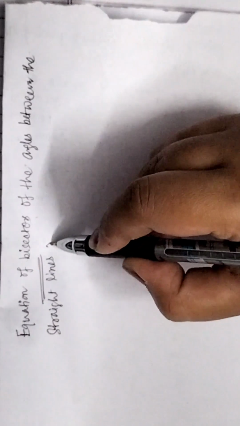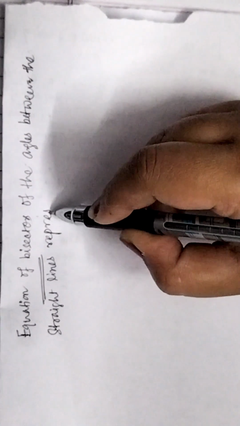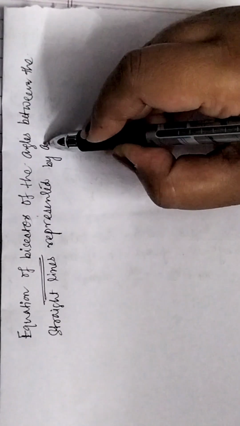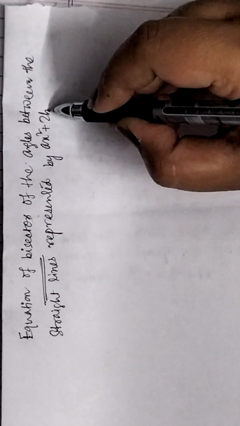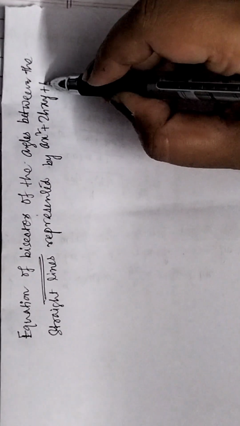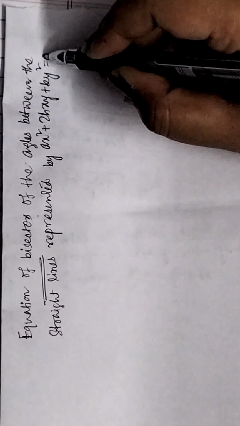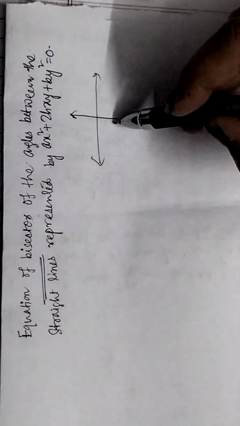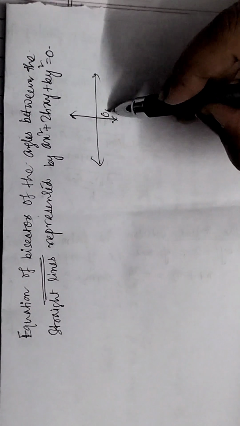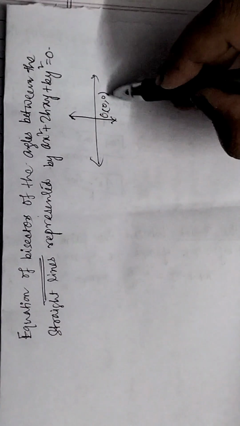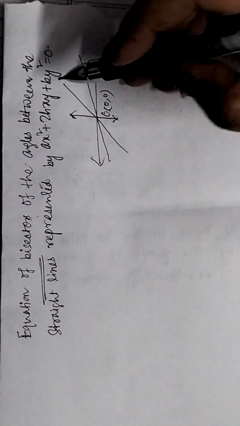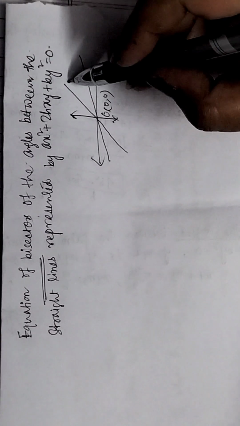Okay, represented by ax square plus 2hxy plus by square equals to 0, that's the standard form, right? Because you know, in the rectangular Cartesian coordinate system, this is 0, 0, the origin. Now the lines are passing through this origin. From the beginning we are considering this.